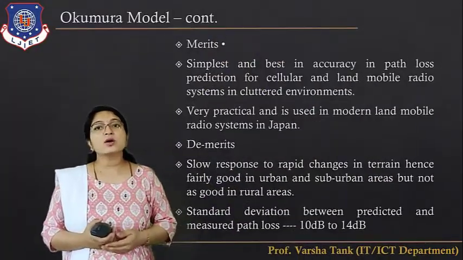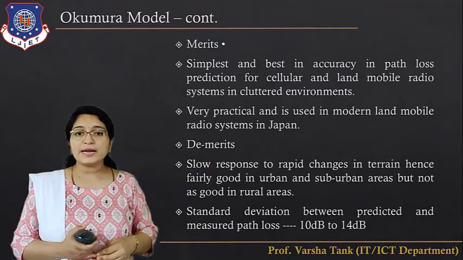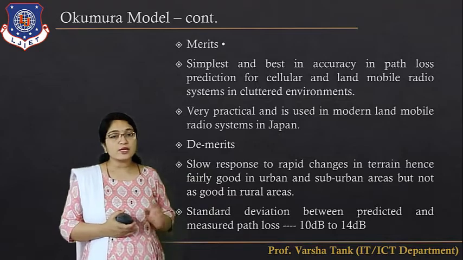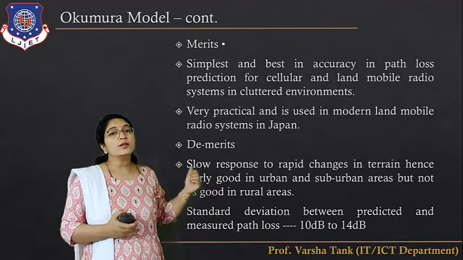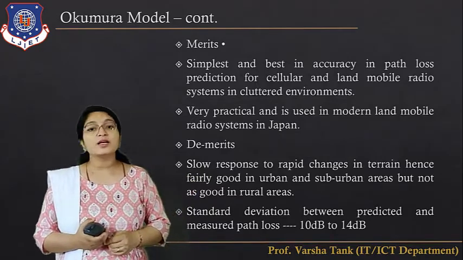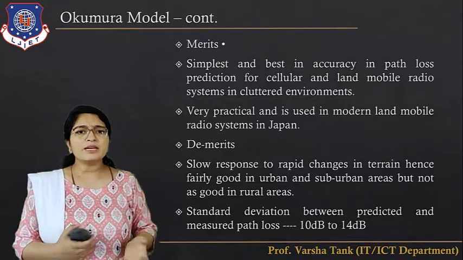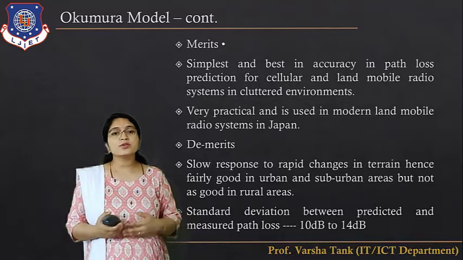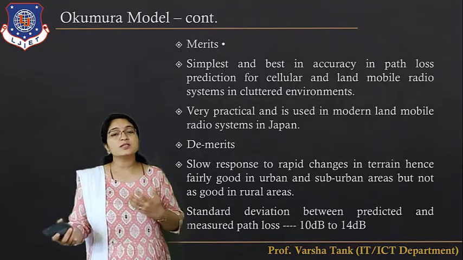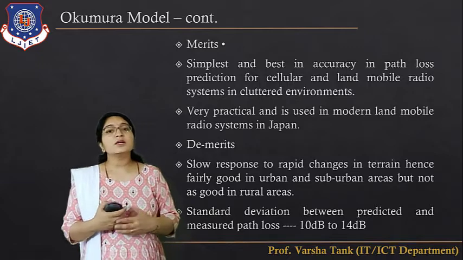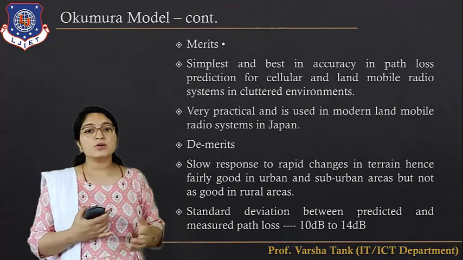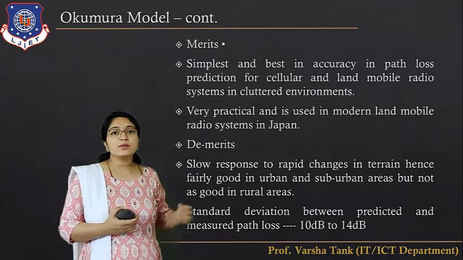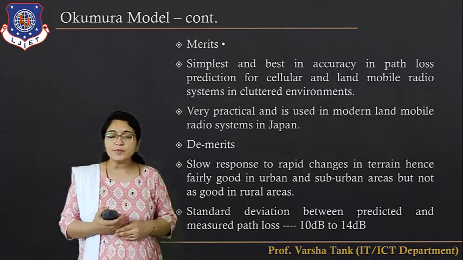Now next are the merits and demerits of the Okumura model. Merits: it is the simplest and the best in accuracy in path loss prediction for cellular land mobile radio systems and cluttered environments. Cluttered environment means different environments. We are considering the terrain, and different environments also, whether it is a building, a mountain, or any environmental distortion. It is very practical, and it is used in modern land mobile radio systems in Japan.